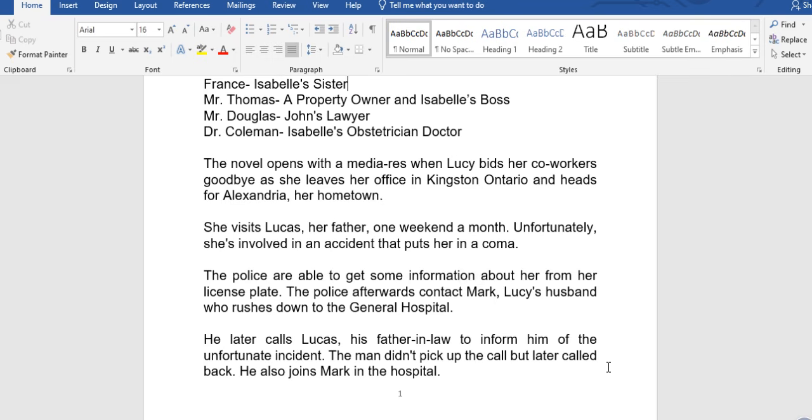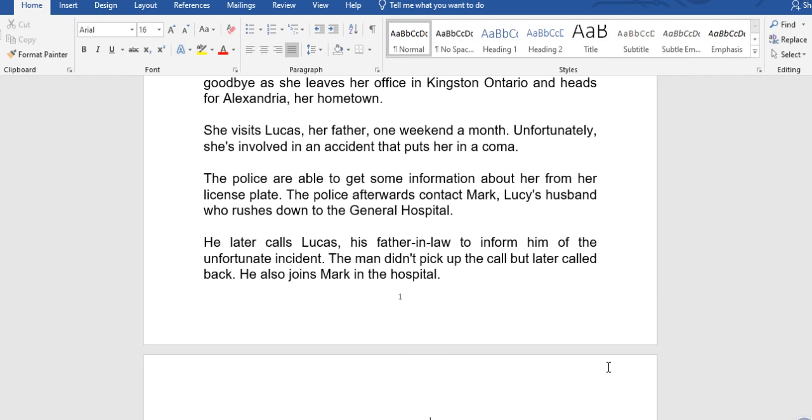Now, the novel opens in medias res, where Lucy bids her co-workers goodbye as she leaves her office in Kingston, Ontario, and heads for Alexandria, her hometown. She visits Lucas, her father, one weekend a month. Unfortunately, she is involved in an accident that puts her in a coma. That is, she always visits her father once a month, one weekend in a month.